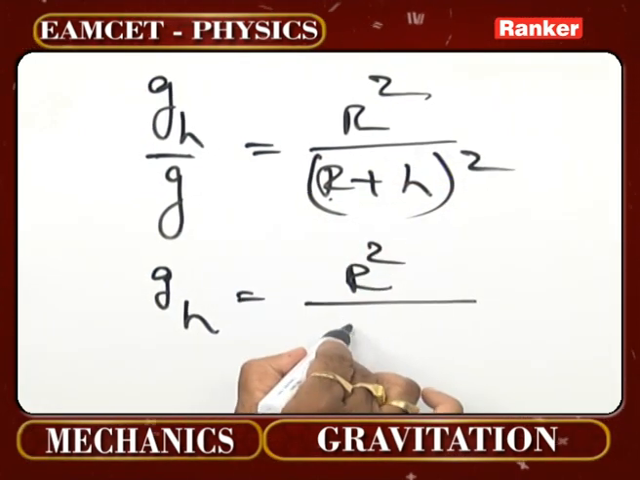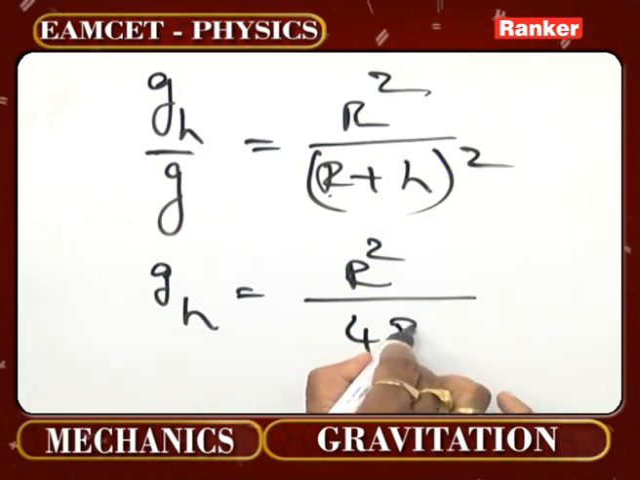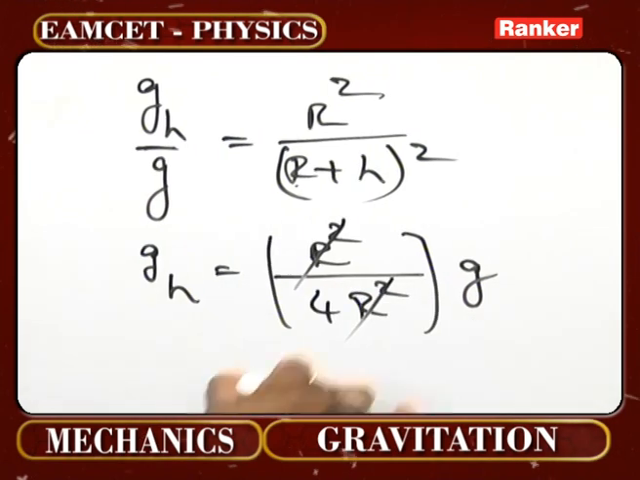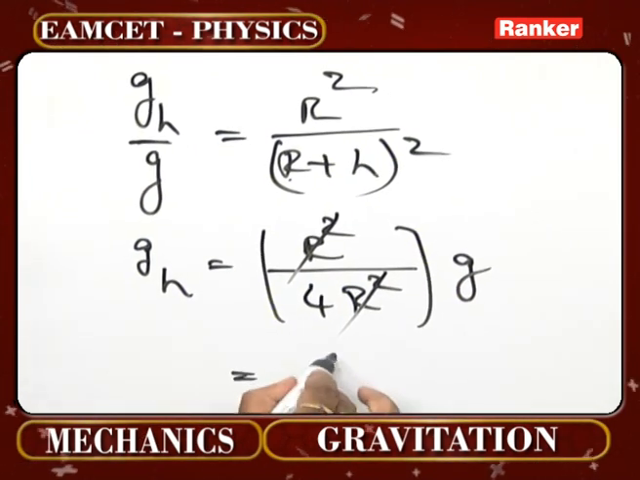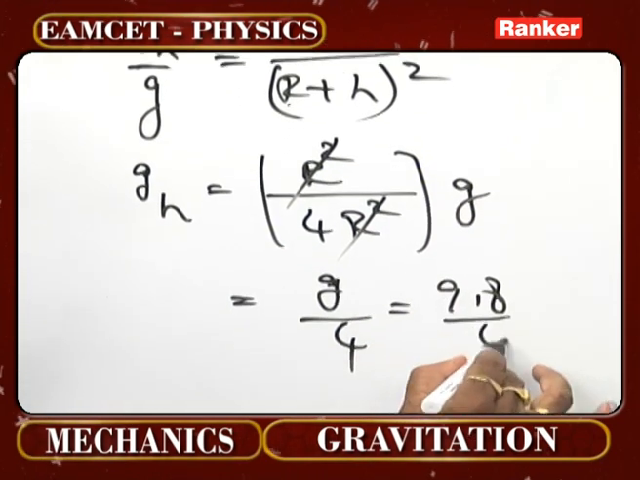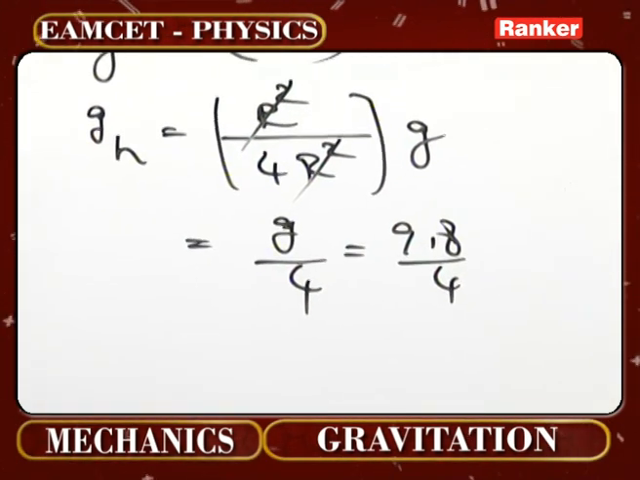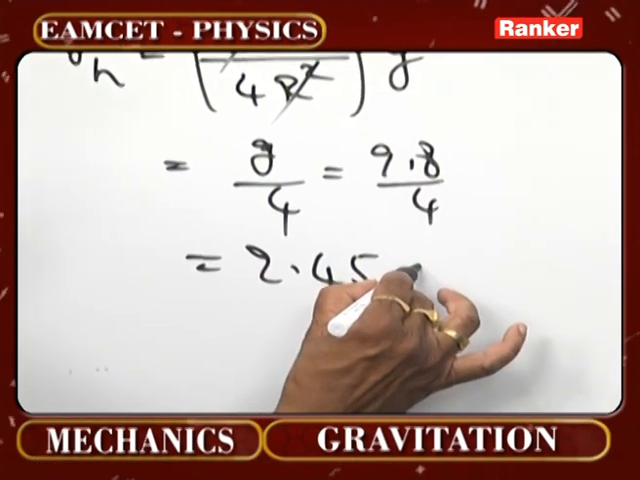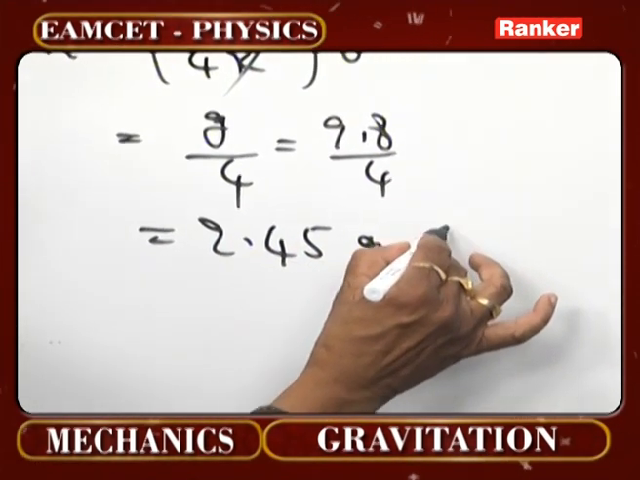How much is it? (2r) square, whole square, means 4r square. This is multiplied by g, so r square gets cancelled. What is now left over? g by 4. The g value is already given as 9.8. Divided by 4, how much will be the value now? 2.45 meter per second square.